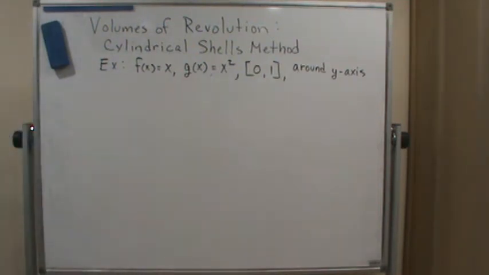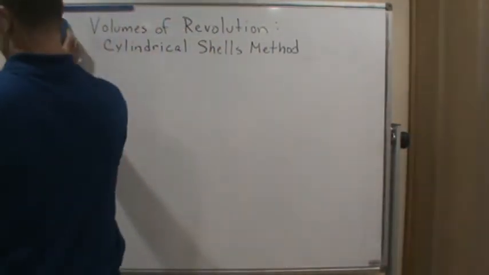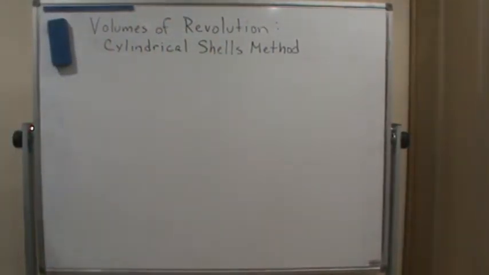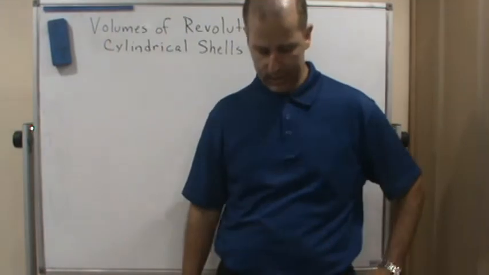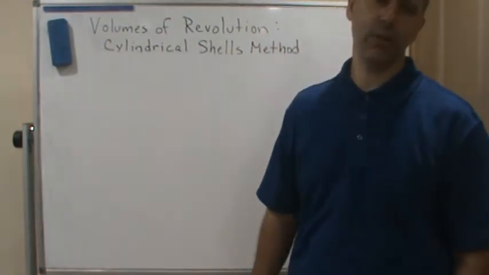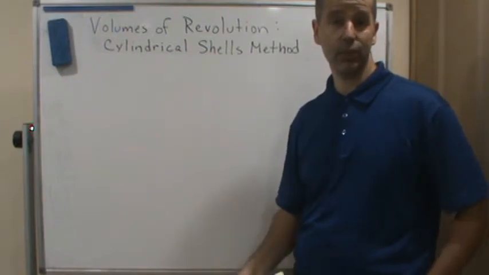Let me know if you have any questions or if you get stuck on anything, or if you want confirmation that you got the right answer. Okay, so now the next topic, and the last topic that we're going to cover in this section, is how do we know which method to use? Should I use the washer method? Should I use the cylindrical shell method? Should I use the disc method? Which one should I use in a particular situation?